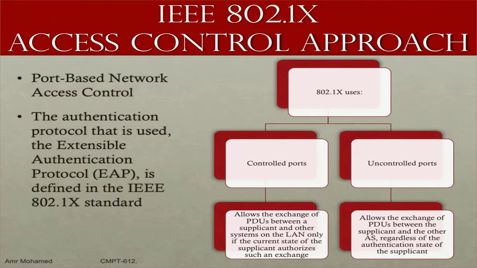Okay, uncontrolled ports are used to exchange control information, but not for data transfer, right? For example, the port from the access point to the authentication server. We call this an uncontrolled port because it can be used to transfer authentication messages, but it cannot be used for data transfer. So this is the uncontrolled port.